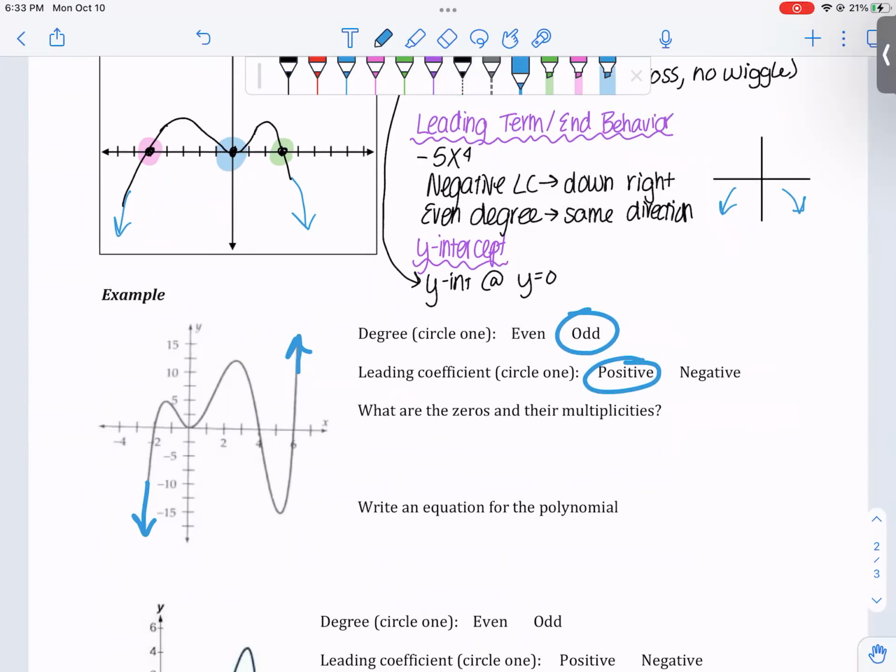What are the zeros and their multiplicities? Right, so the first zero happens right here at -2. So we have x equal to -2. It crosses through and there's no wiggle, so that has to be a multiplicity of 1. The next time we hit the x-axis is here at 0. At 0, we bounce. So the multiplicity has to be even. I'm just going to call it multiplicity 2, because there's a bounce.